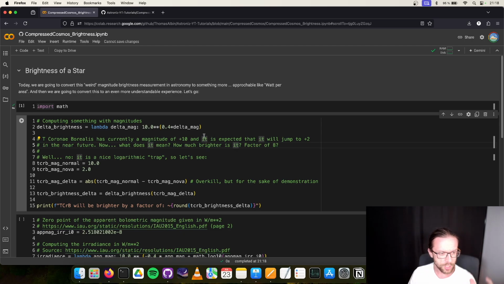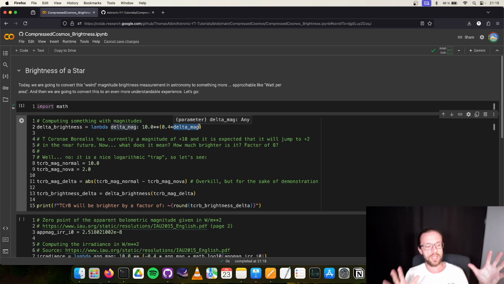Well, the function is basically a logarithmic function. We have a lambda function, which I simply call delta mag, and we have 10 to the power of 0.4 times delta magnitude, so the delta between one value and the other value. Now the question is, why is there 10 to the power of something, why does it smell like a logarithm? Well, this is based on the very historical definition of a star's brightness.